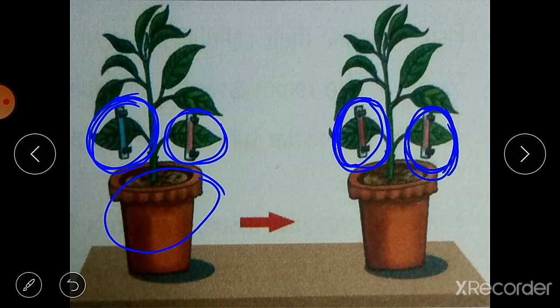Now, why have we taken the cobalt chloride strip? The reason is that cobalt chloride changes its color in the presence of water, it turns pink, and that's why we have taken cobalt chloride. So this activity shows that we can compare the number of stomata on both sides of a leaf.